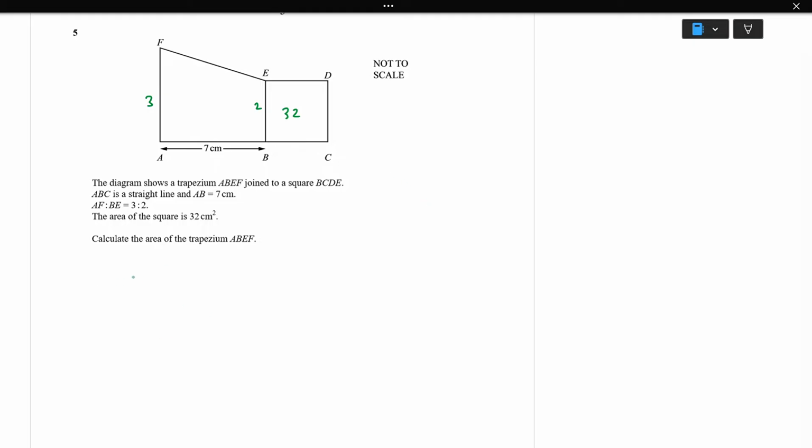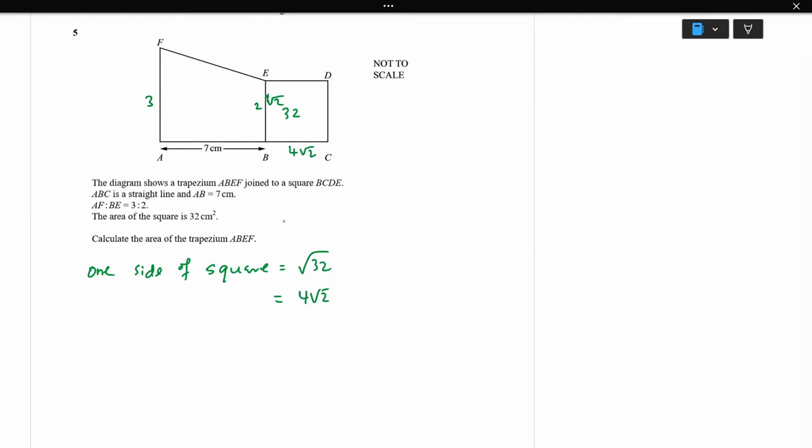One side of a square equals the square root of 32, which is going to be 4√2. So we got one side, which is 4√2. All the sides are 4√2 because it is a square.